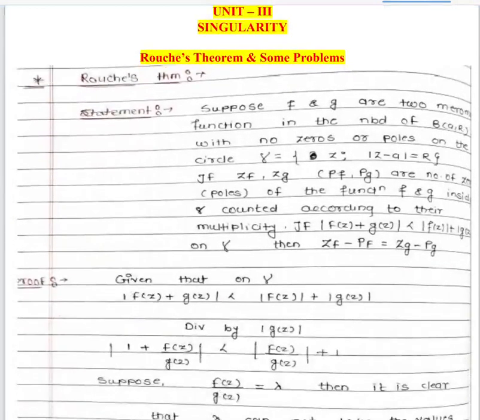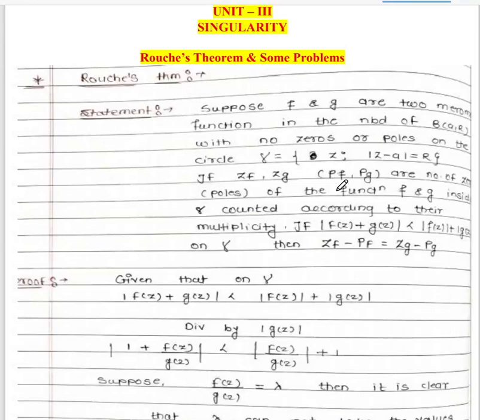So what is the statement of Rouche's theorem? There may be a question in your examination: state and prove Rouche's theorem. The statement is, suppose f and g are two meromorphic functions in the neighborhood of an open circle with center a, radius r, with no zeros or poles on the circle, given as gamma, the set of z such that mod z minus a equals r.